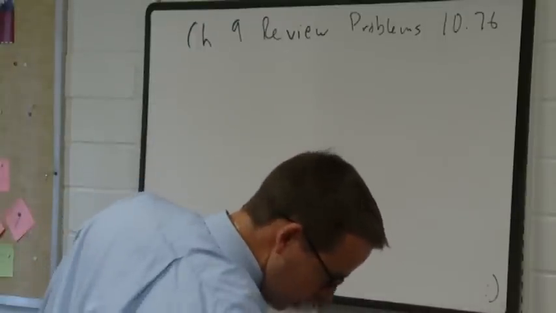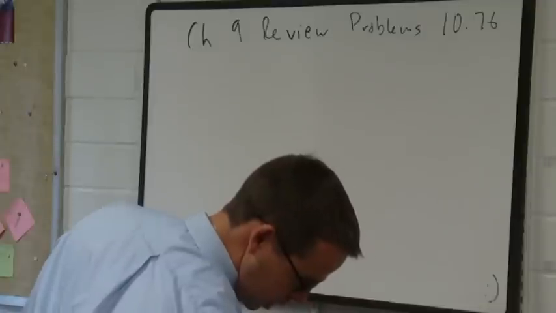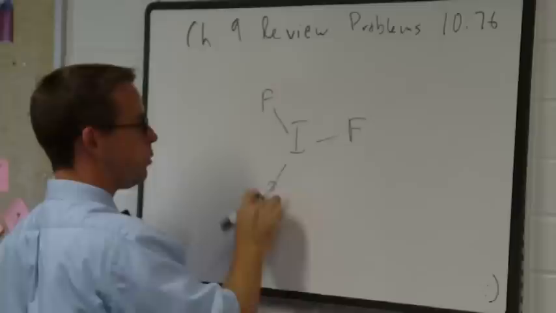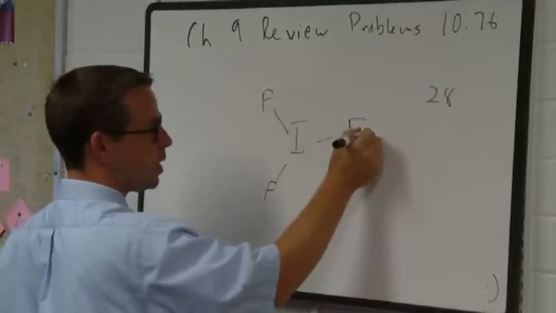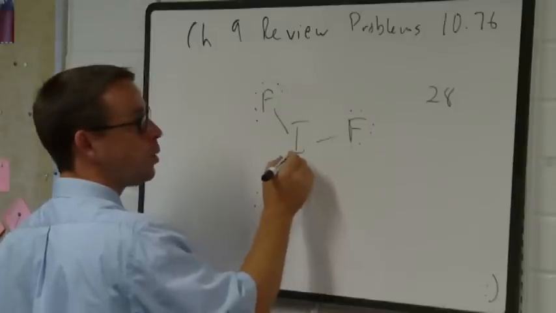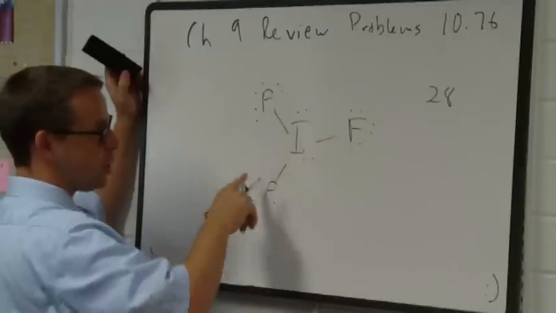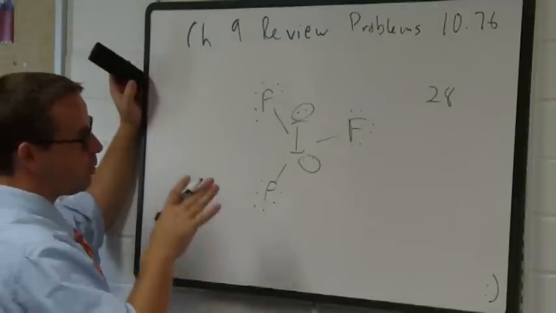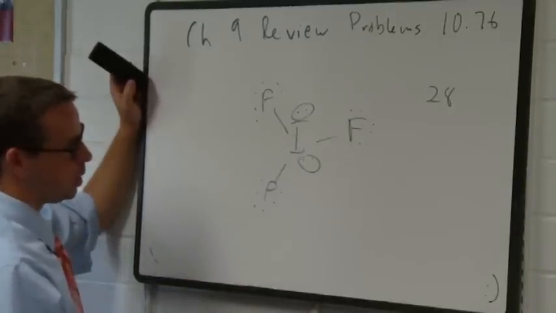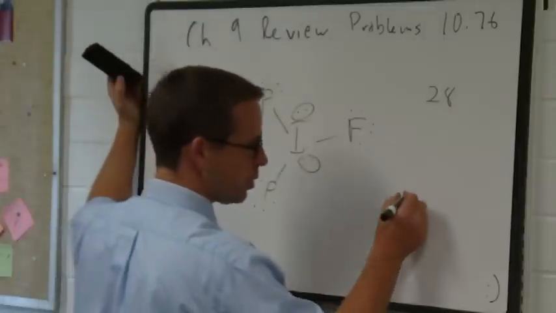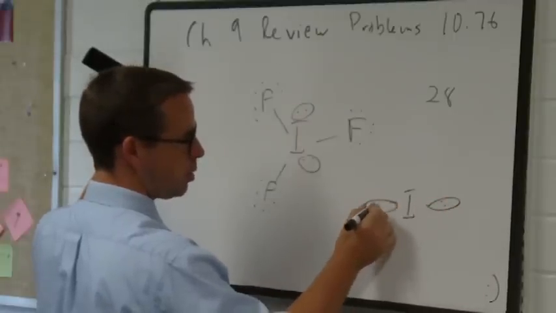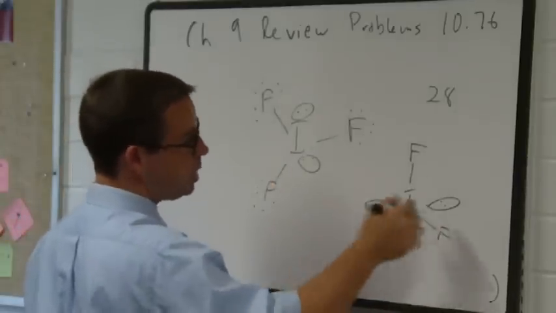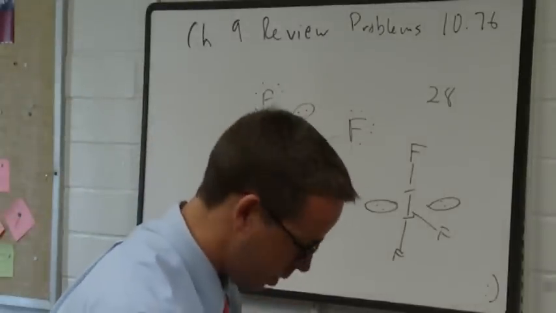1076C, IF3. We have 7 times 4, 28 electrons. So I have five regions of electron density. Two of them are lone pairs, and lone pairs are going to want to take up the equatorial regions first. So here we have a lone pair, and then we have one fluorine up, one fluorine down, and one other fluorine in the other lone pair location. So this is going to be a T-shaped molecule. That was the third one, T-shaped.